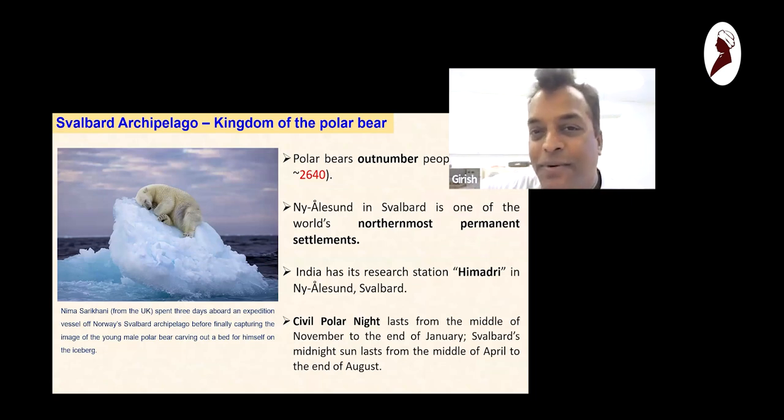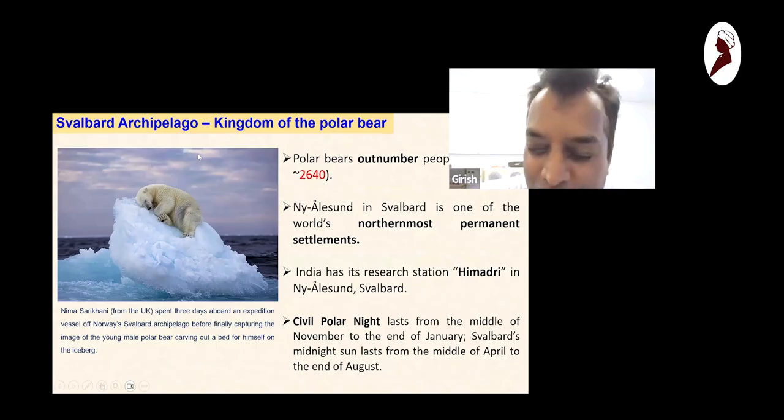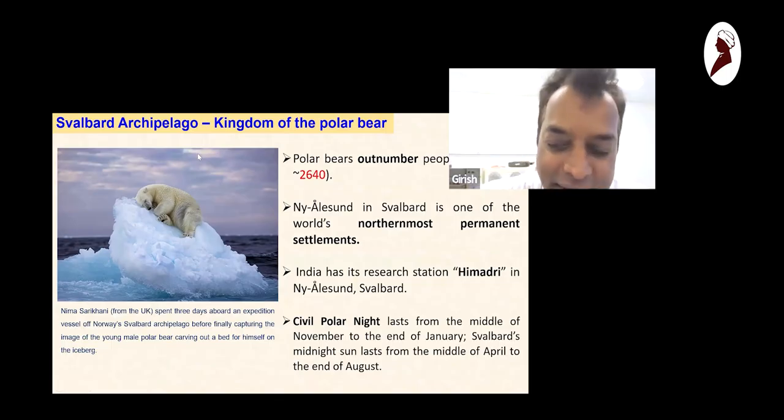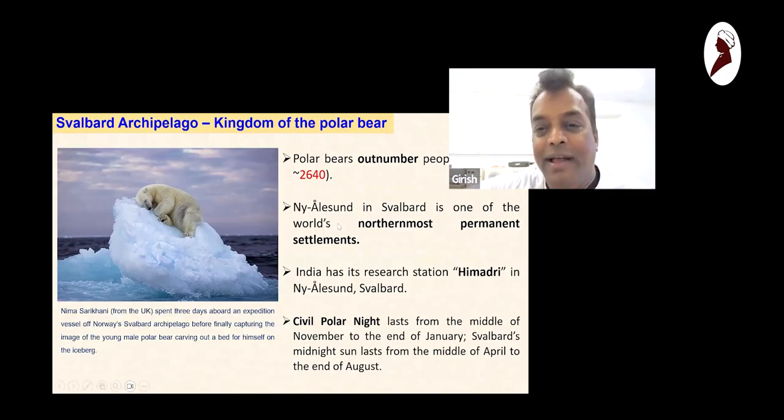There are some interesting facts about Svalbard. There are more polar bears than people. The entire population of Norway is about 5.6 million. Most people live in either Oslo, Tromsø, or big cities. There are very few people beyond this place. Ny-Ålesund in Svalbard is one of the world's northernmost permanent settlements. India has its research station called Himadri in Ny-Ålesund. Civil polar night lasts from the middle of November to the end of January. Svalbard's midnight sun, Norway being called the land of the midnight sun, lasts from the middle of April to the end of August.